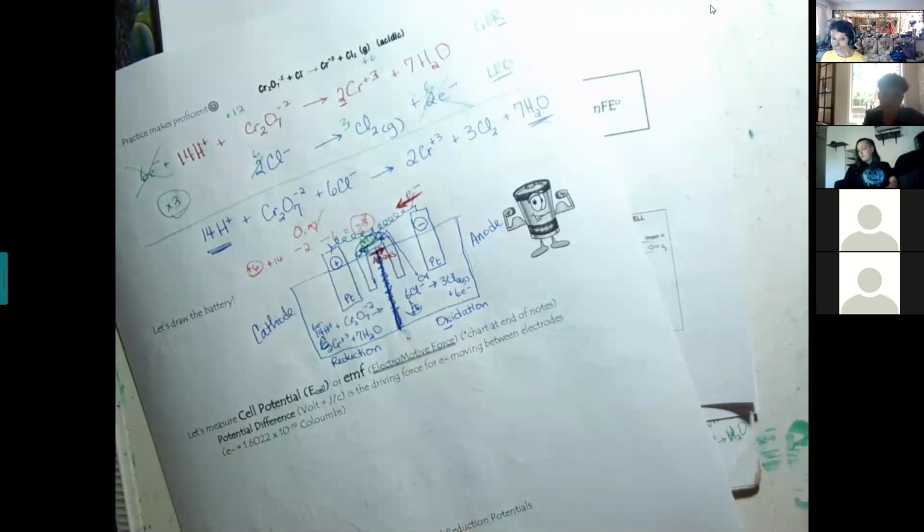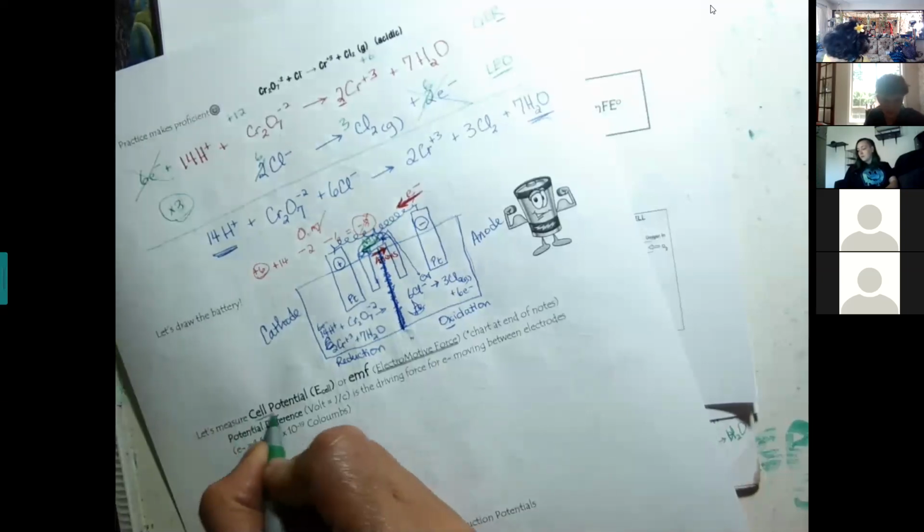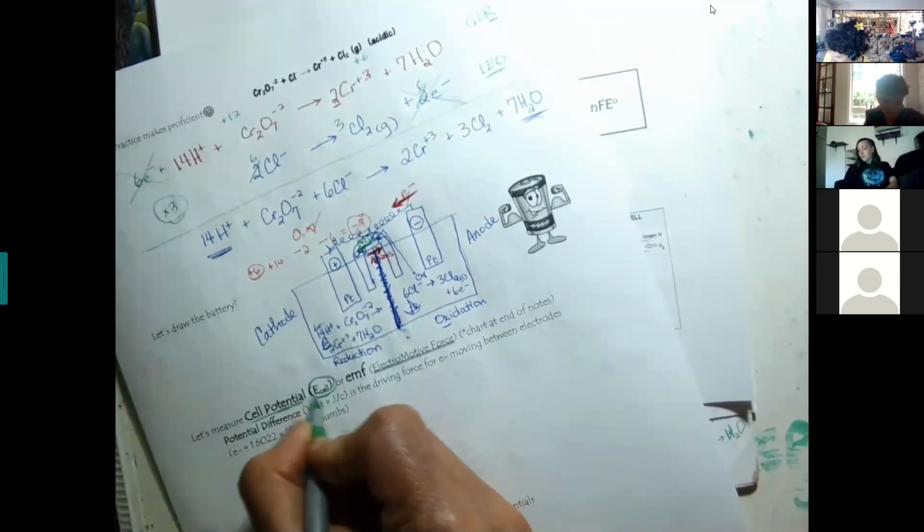All right, we're going to do one more thing with this. We're going to talk about something called cell potential, or the E of the cell, capital E. It's also known as the EMF, electromotive force.